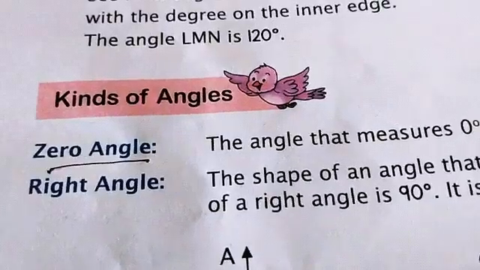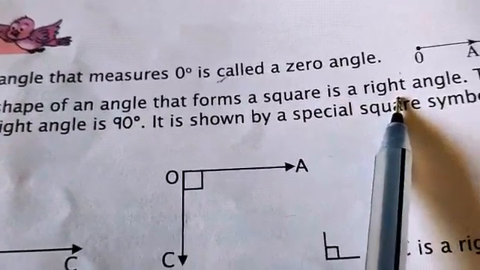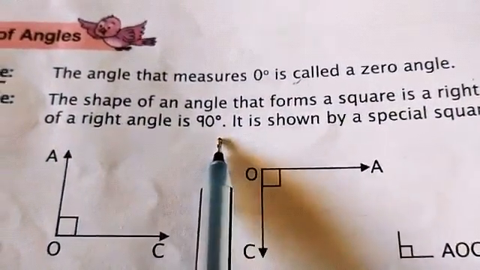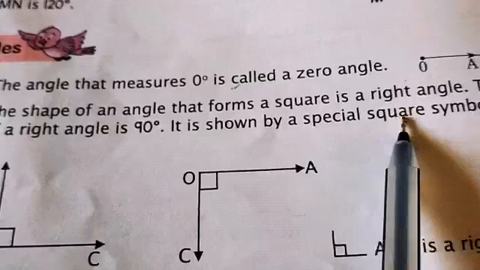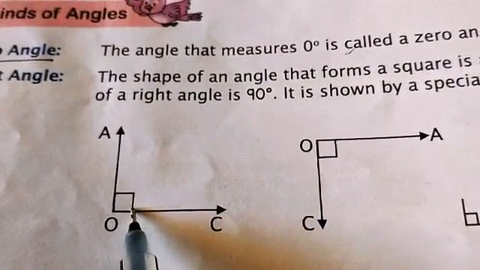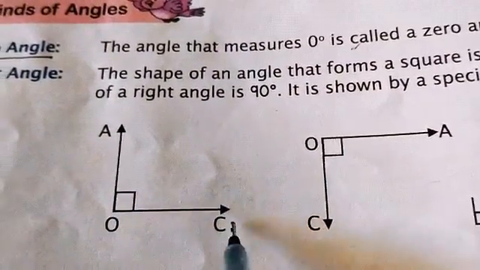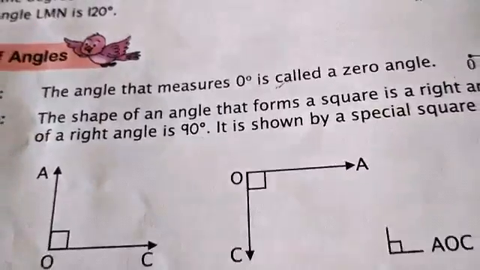Now what is right angle? The shape of an angle that is formed as a square is a right angle. The measure of right angle is 90 degree, which is shown as a special square symbol. So if this square symbol is given and these angles are straight on the upside and the downside, then we can say this is a 90 angle.